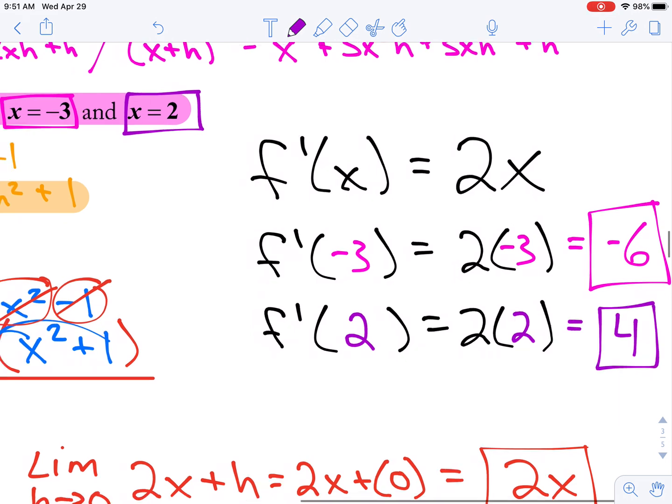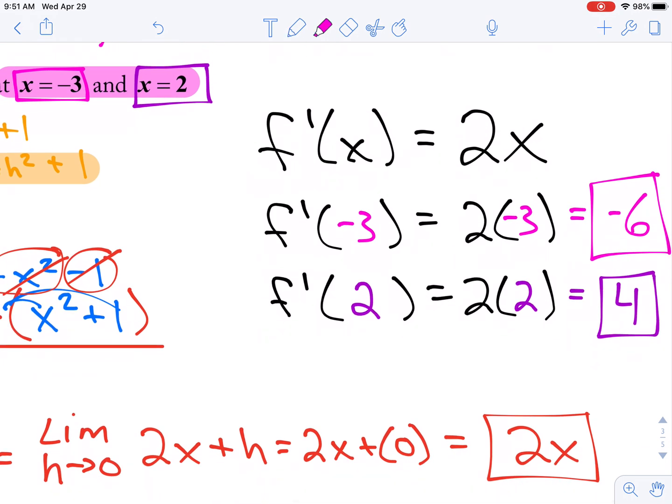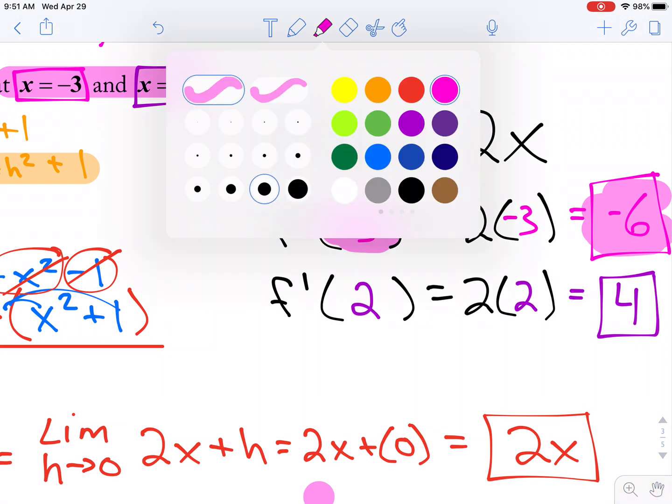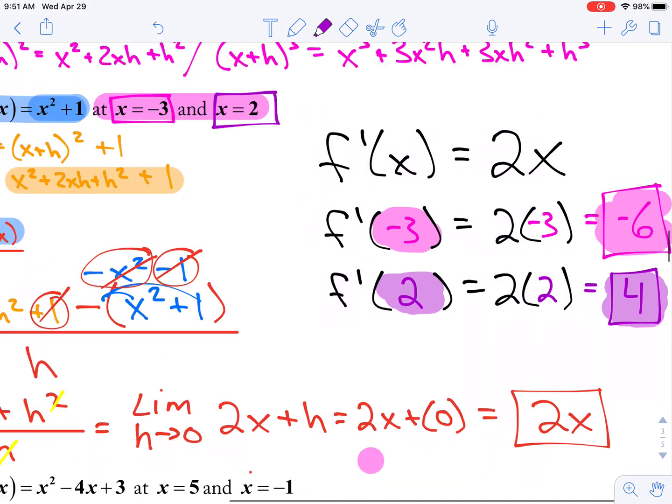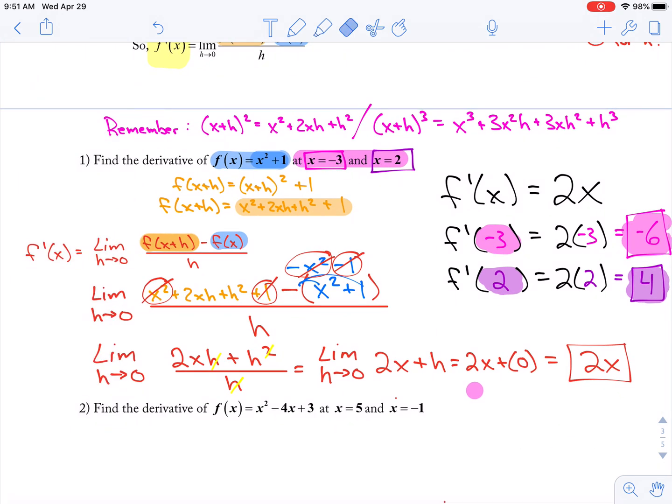So what both of these are stating here is, remember, the derivative is the slope of the line tangent at a specific point. So the point we're talking about here is at negative 3. So when x is negative 3, the slope of the line tangent to that curve at negative 3 is negative 6. The slope of the line tangent at 2 is 4. Okay? And those are the steps that we have there.